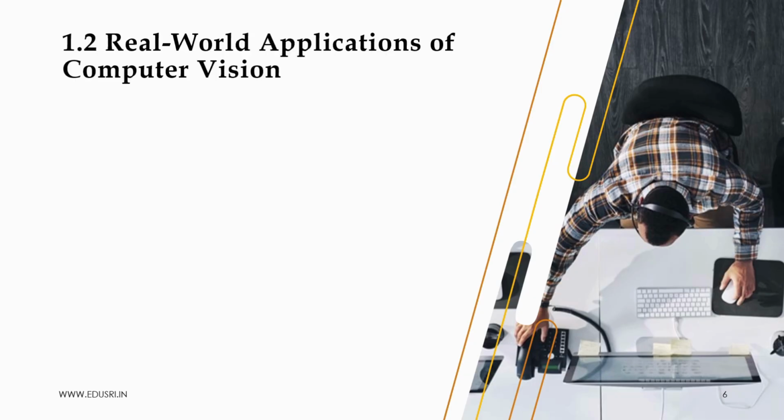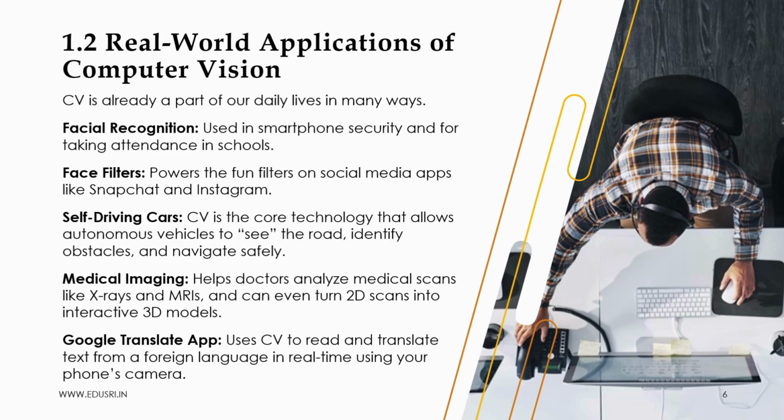Now, let's look at some real-world applications of computer vision. Computer vision is already a part of our daily lives in many different ways. First, we have facial recognition. Facial recognition is used for security in smartphones and can also be used for taking attendance in schools. It helps a computer identify or verify a person by analyzing their facial features.